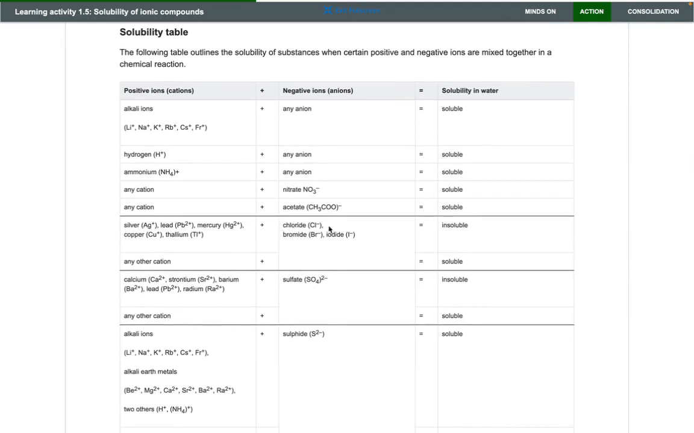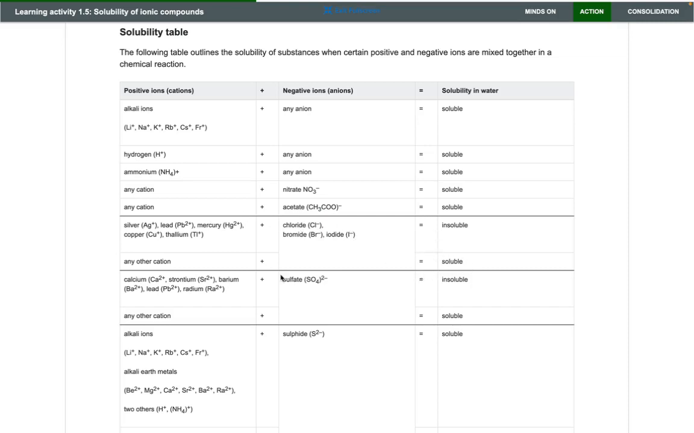If I took something like chloride right here and I combined it with a silver ion or a lead 2 ion or mercury 2 or copper 1 or thallium, then it would not dissolve in water. And that's what insoluble means. So just with these 5 ions, if you mix them with chloride or bromide or iodide, those substances would not dissolve in water. And you'd see them floating in solution. You'd see them. They don't dissolve. But if you had any other positive ion, like sodium, for example, so sodium plus the chloride ion or the bromide ion or the iodide ion, it would be soluble.